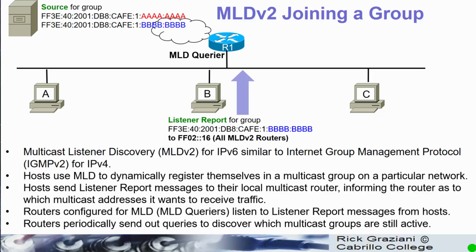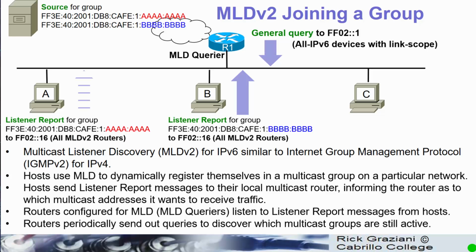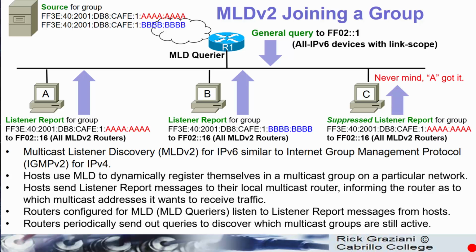Multicast addresses using RFC 3306, unicast prefix based IPv6 multicast addresses. So that was an important one because I have seen that on an exam somewhere, which was the appropriate RFC dealing with the unicast prefix based portions of multicast address, and that's RFC 3306. So a general query to everyone. That could just be, again, to get that listener report to see who's still active.